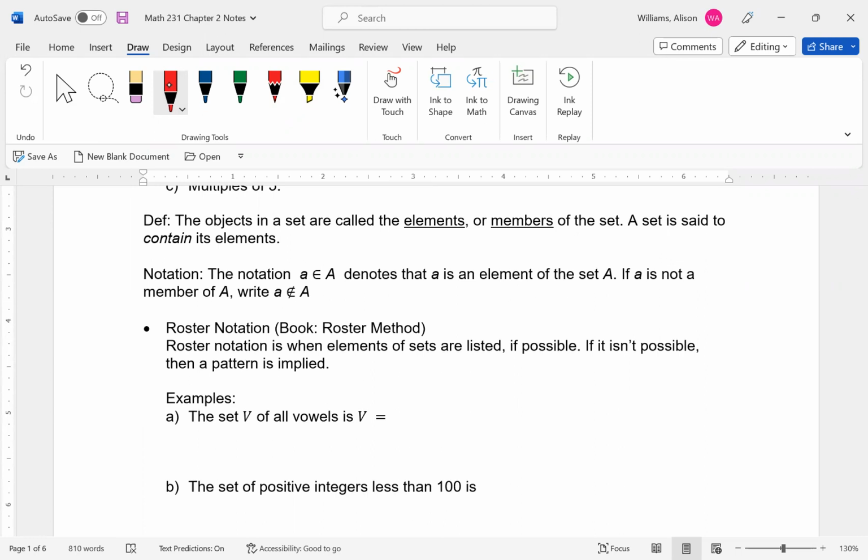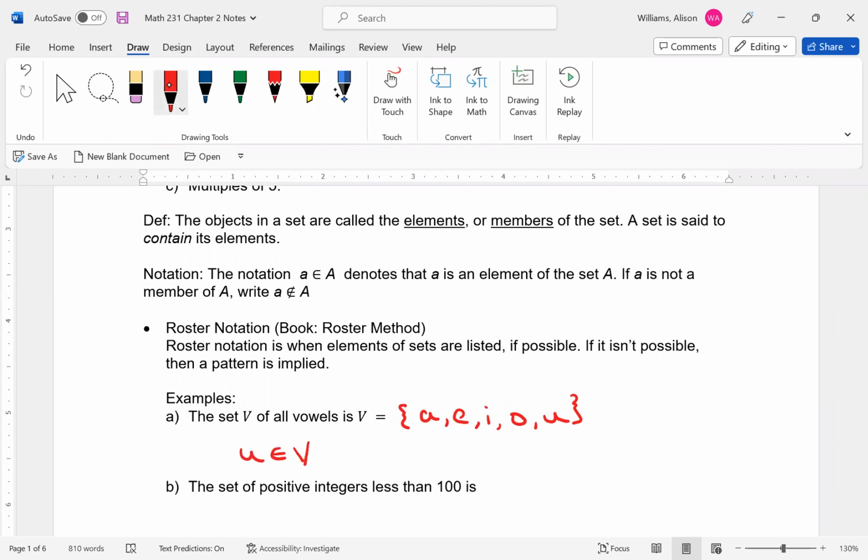Let's see, for example, the set of all vowels, and we're calling it V. Here's how we would list the vowels: A, E, I, O, and U. And we're referring to vowels in the American alphabet. Okay, so that's how we would list all the elements of that set. And just so we're clear, in this particular example, U would be an element of V. That's how we'd state that.